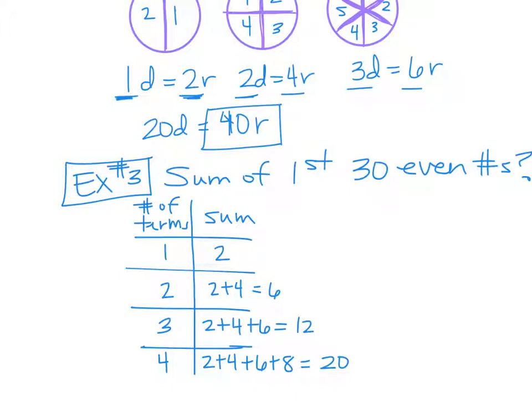That's going to take you a little while and be a little bit obnoxious. So it's better to look for a pattern, something going on that we can make a conjecture about. So if you look at your sums, this was 2, 6, 12, and 20. You've got to look for how that relates to our number of terms.